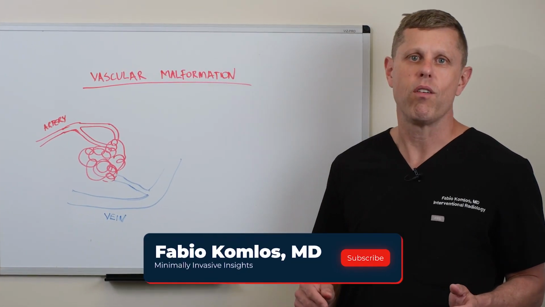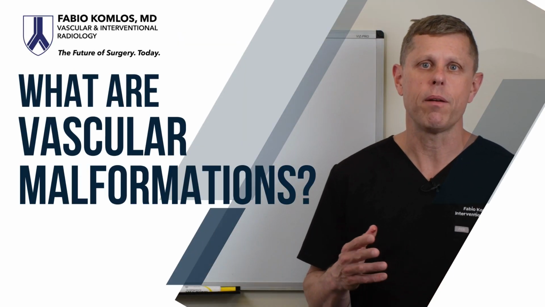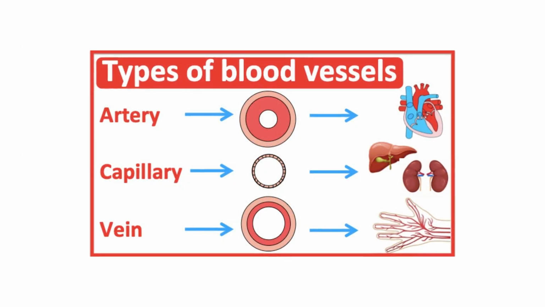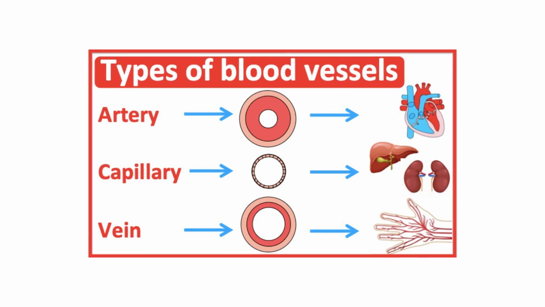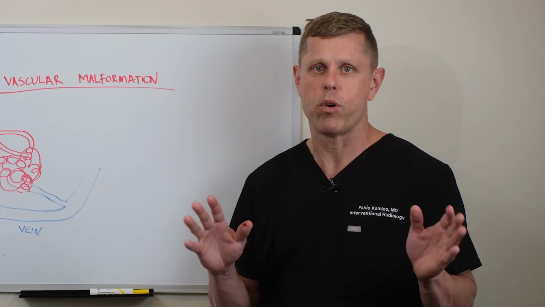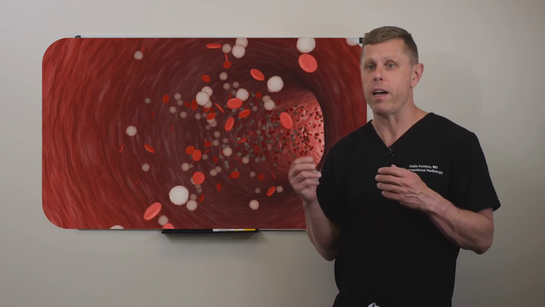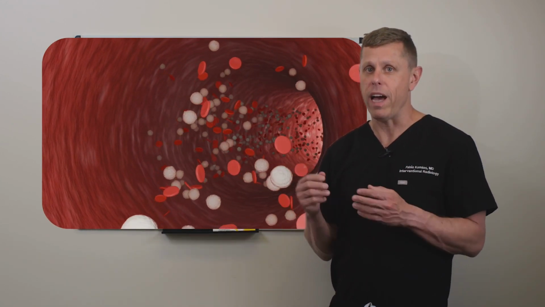This video is about vascular malformations. To understand that, we need to understand the three main types of blood vessels. In our body, we have arteries, we have veins, and we have lymphatic blood vessels. All these blood vessels have a purpose. They are either taking blood to our organ or bringing back blood or lymphatics back to the heart.